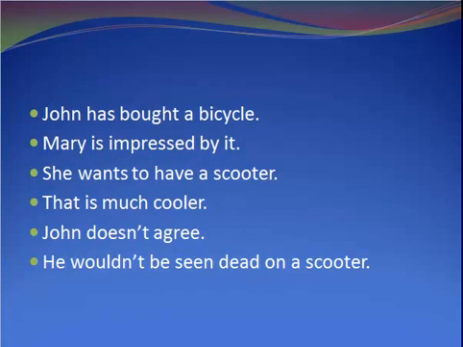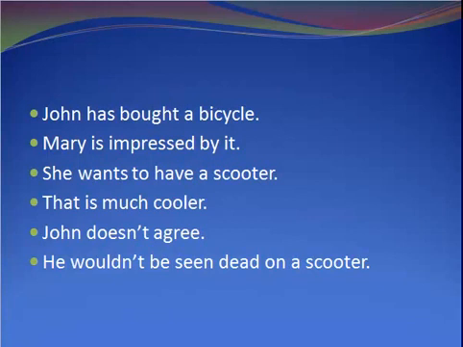Mary is impressed by it. Again, 2 verbs, is and impressed. The finite one is the leftmost one, so that's is, and that's present, because is is the present form of to be. She wants to have a scooter. Again, 2 verbs, wants and to have. The finite one is wants because it's on the left, and it is present. It's got that third person singular present s.